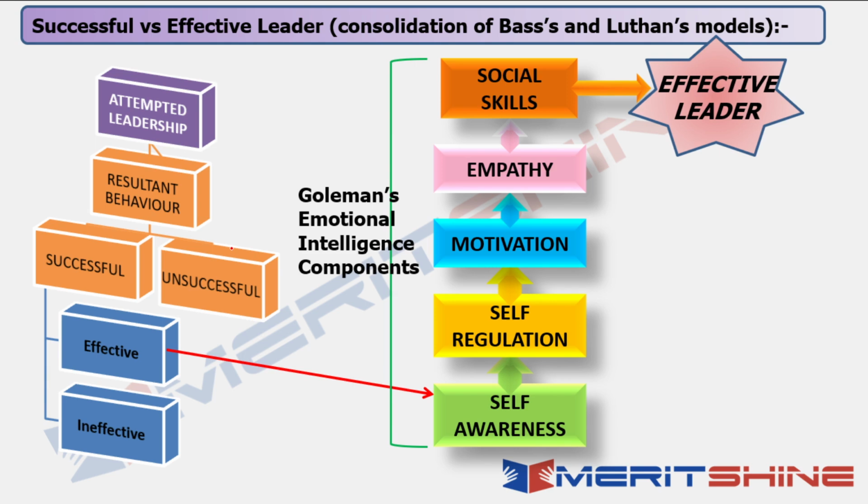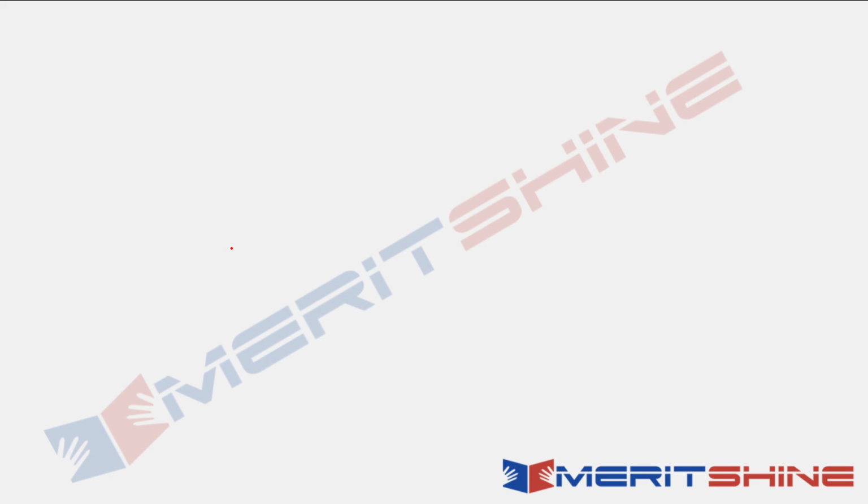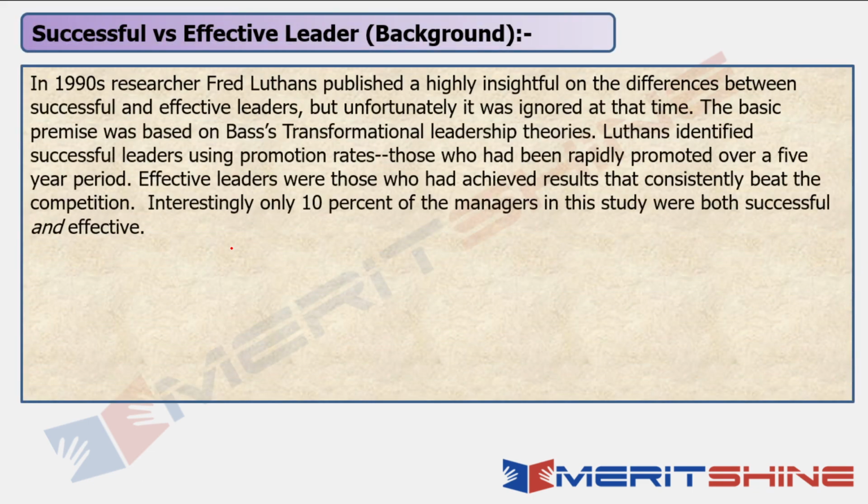Right? And now I will go back and study in a little more detail Fred Luthans's model. Let me show you what Fred Luthans did, the background. As I told you, in the 1990s, Fred Luthans published a highly insightful report on the difference between successful and effective leaders. At that point, unfortunately, it was ignored by a lot of managerial leaders, and even behavioral scientists ignored it. But today it has become so important.